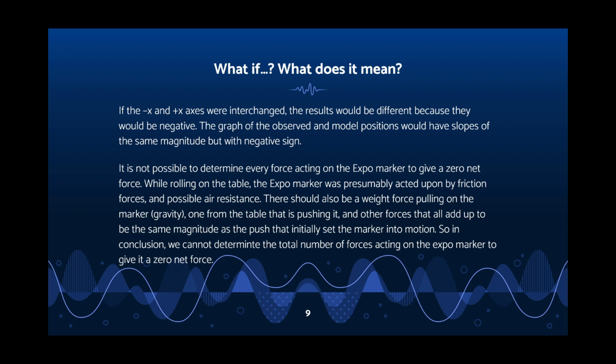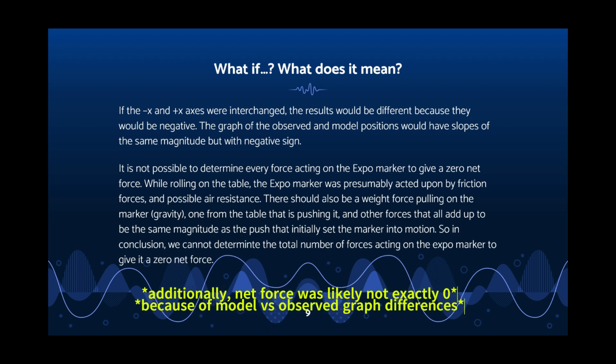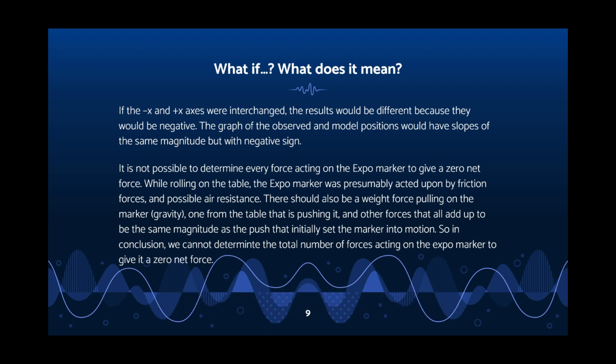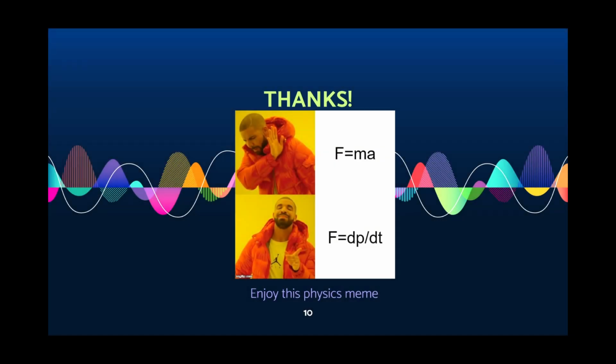It is not possible to determine every force acting on the expo marker to give a zero net force. While rolling on the table, the expo marker was presumably acted upon by friction forces and possible air resistance. There should have also been a weight force pulling on the marker, one from the table that's pushing it, and other forces that all add up to be the same magnitude as the push that initially set the marker into motion. So in conclusion, we cannot determine the total number of forces acting on the expo marker to give it a zero net force. This is all I have.